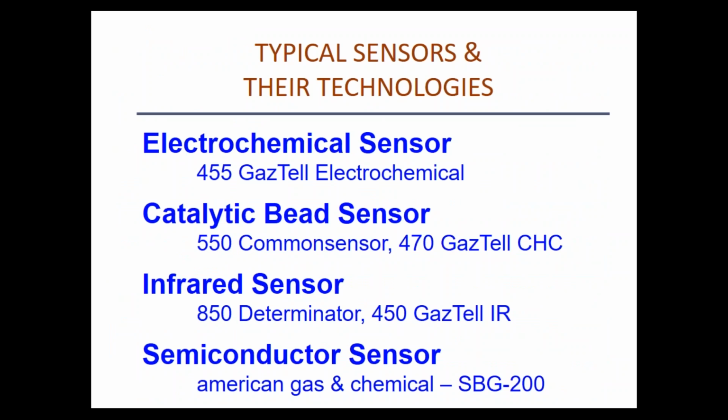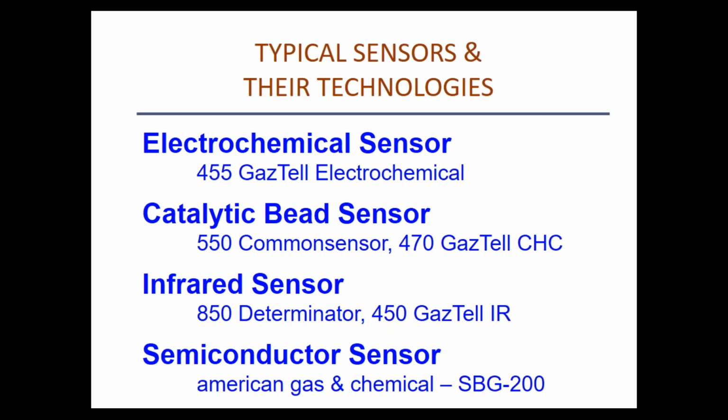Okay, let's talk about the sensors and their technologies. Right now, there are probably 2 or 3 new technologies out in the market that really haven't come to fruition yet, but the 4 basic ones that almost everybody, including Delphian, uses at this time are electrochemical, catalytic, infrared, and semiconductor. The electrochemical sensor is an electrochemical cell. We now sell the Gastel 450 Model 455, and that's an electrochemical instrument.